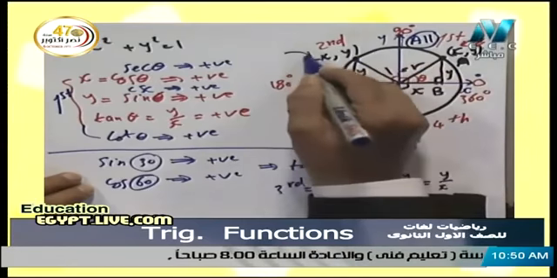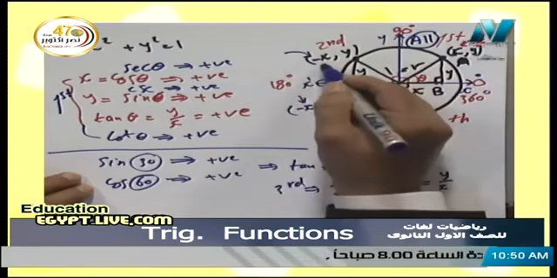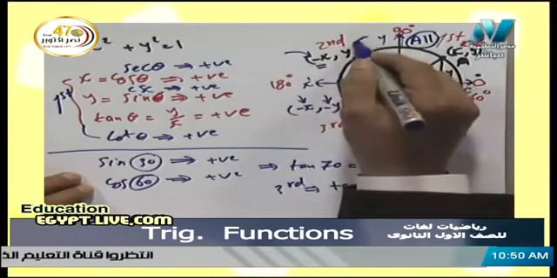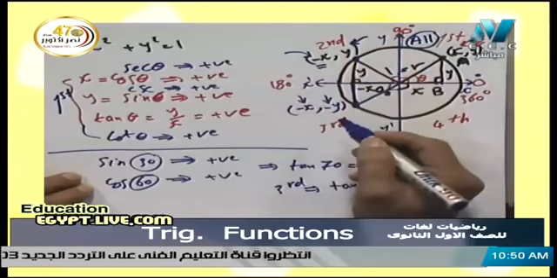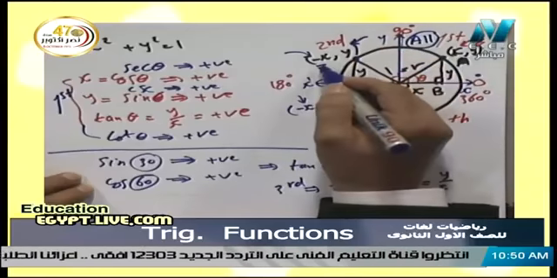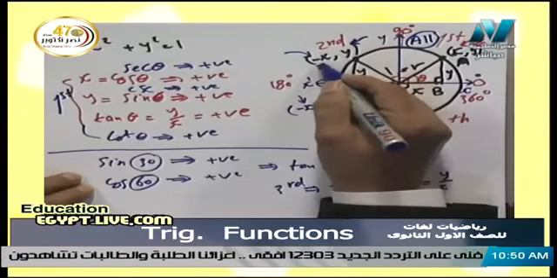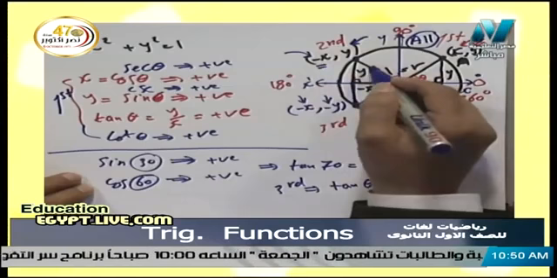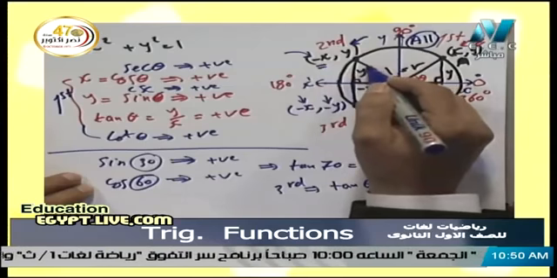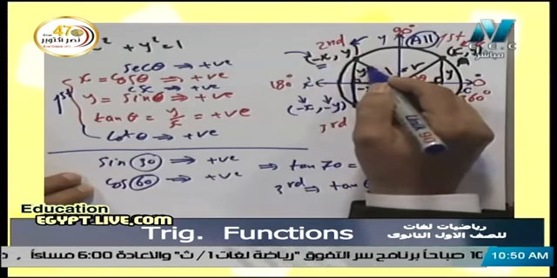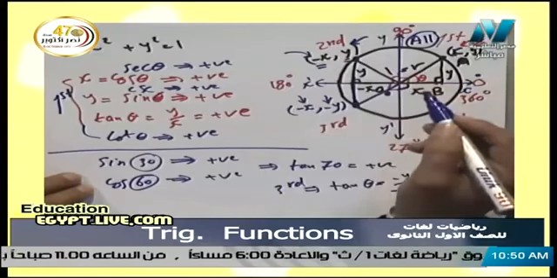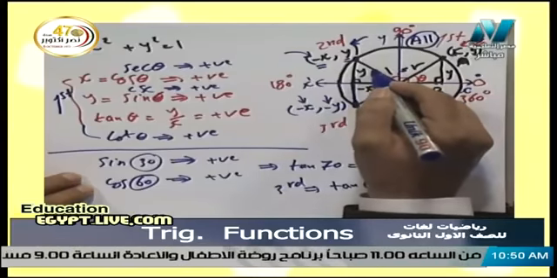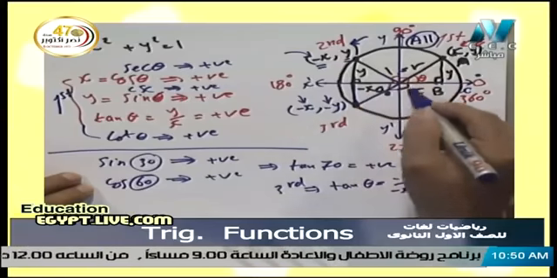We know that cosine theta equals negative x, so cosine here is negative, but sine here is positive, and tan of course is negative because tan equals y over negative x, positive over negative will be negative. So in the second quadrant, sine only will be positive because it's y, but cosine is negative and tan is negative also.